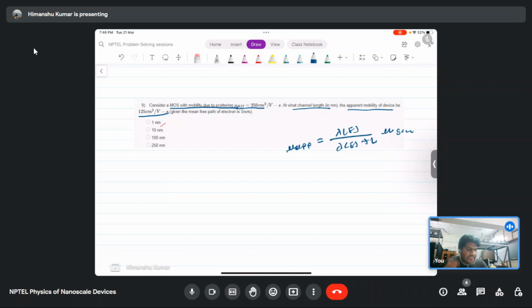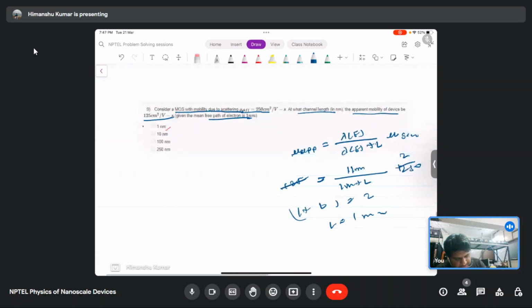So this is the normal scattering mobility. If you calculate in the device, the mean free path length is given as 1 nanometer. So we place 1 nanometer, and 1 nanometer plus L, and the apparent mobility is 125 while this is 250. So it will be equal to 2 times, and 1 plus L equals 2, so L will be equal to 1 nanometer. So the correct answer will be 1 nanometer.